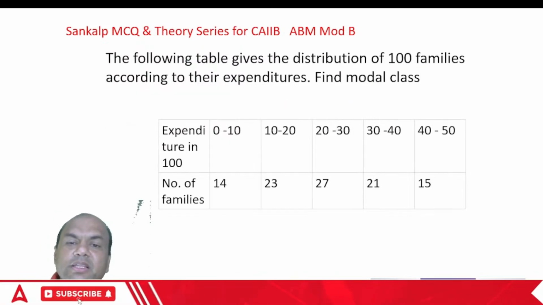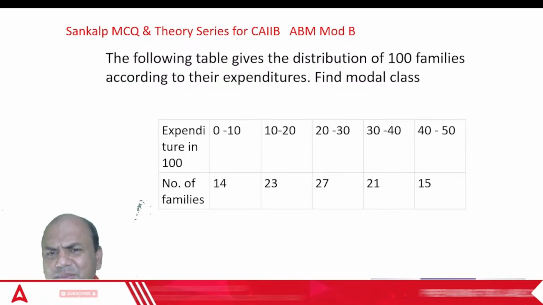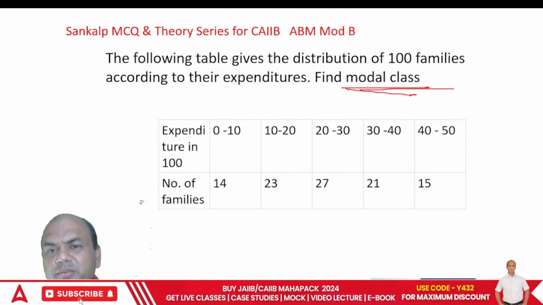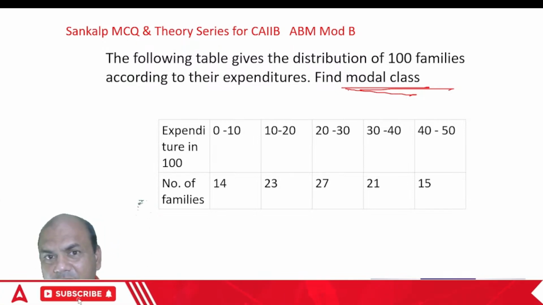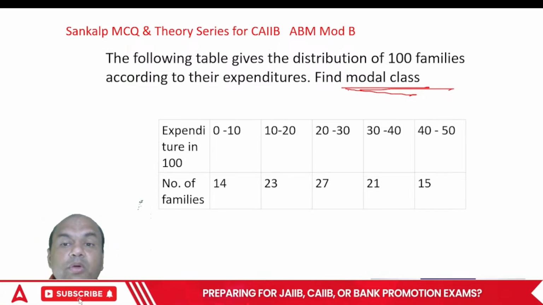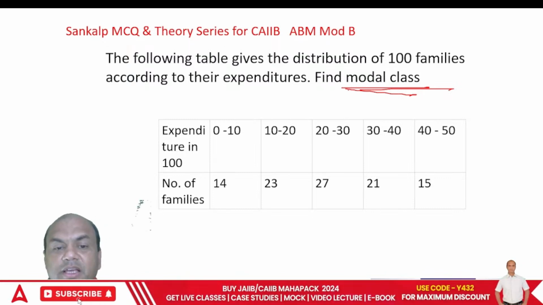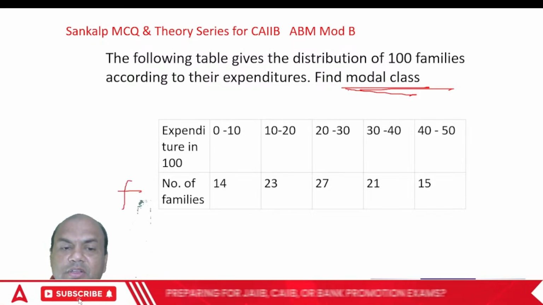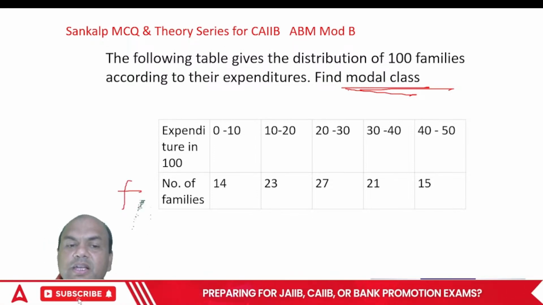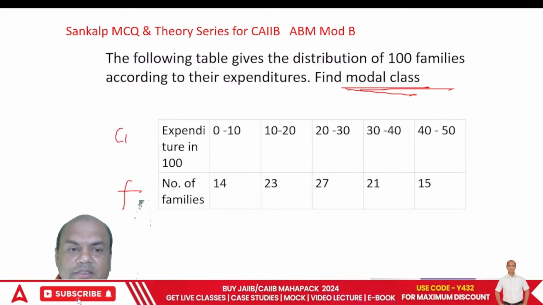The following table gives the distribution of 100 families according to their expenditure. Find the modal class. Simple. Let me see who can give me the fastest answer. Modal class. Modal means what? Just now we did mode. What was mode? Modal means that class which is having the highest frequency. So which is having the highest frequency? Number of families, this is F. Remember, class is always this class, or we call it X also. X or class only, call it X class.